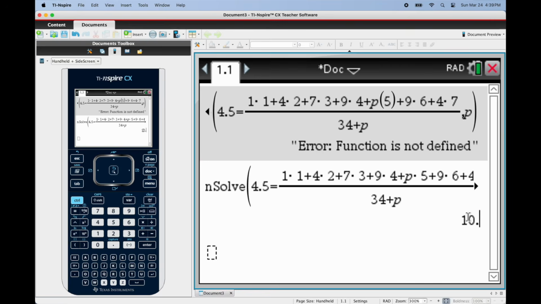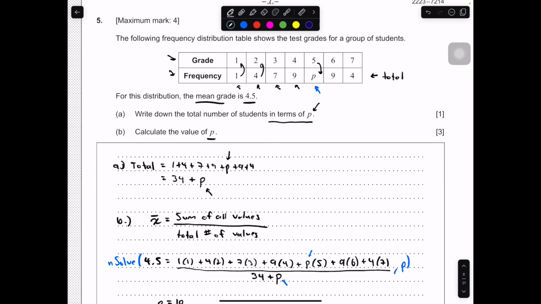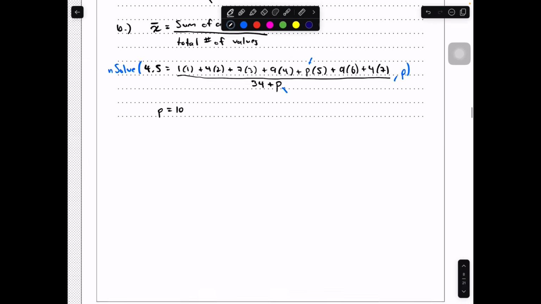So let's go back to the document. Calculate the value of P. P is equal to 10. And what's good about that, and what should be reassuring, is first off, it's not a fractional value, so it's not like 10.5 students. And second of all, it looks to be within the range of these other values, it's not like 46 or something like that. So that should be pretty reassuring as well.